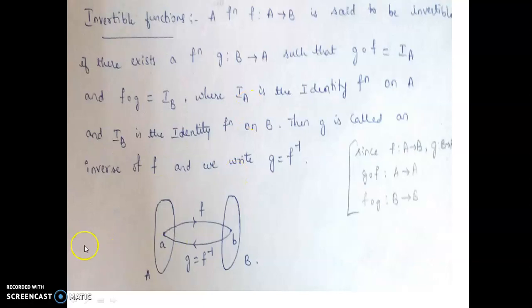So then it is represented as this in this figure, f from A to B and g from B to C. Okay, so we'll see some of the examples related to invertible functions in the next video.